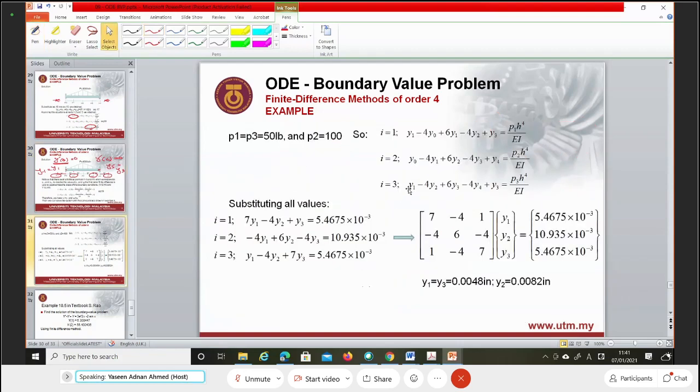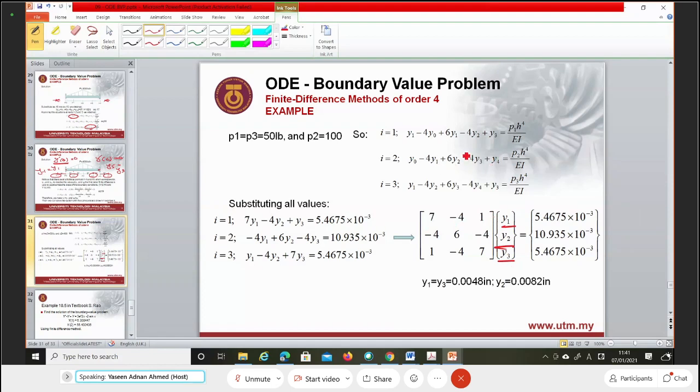So now you just substitute: change y minus 1 to y1 and y5 to y4. Then you have these two values, and when you put the values in, you will get the answers. You have to arrange y1, y2, y3. You have only three equations and three unknowns, so you can solve the problem easily.